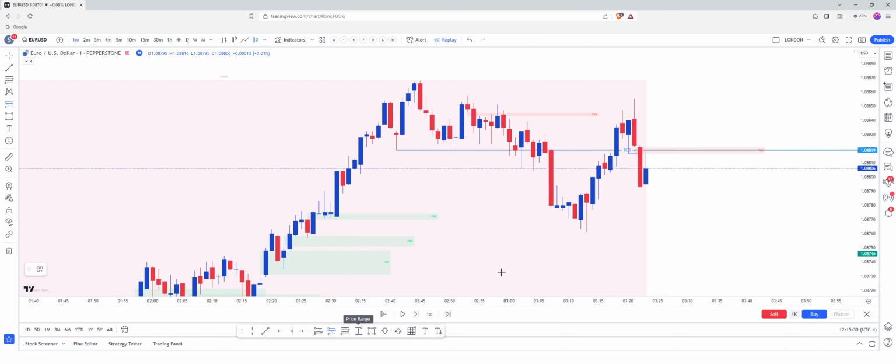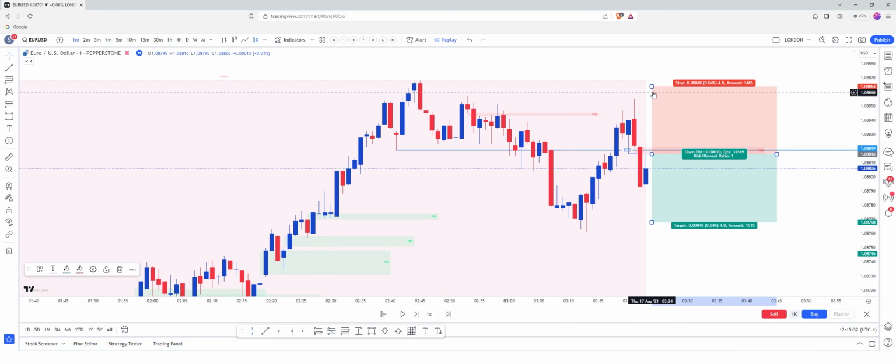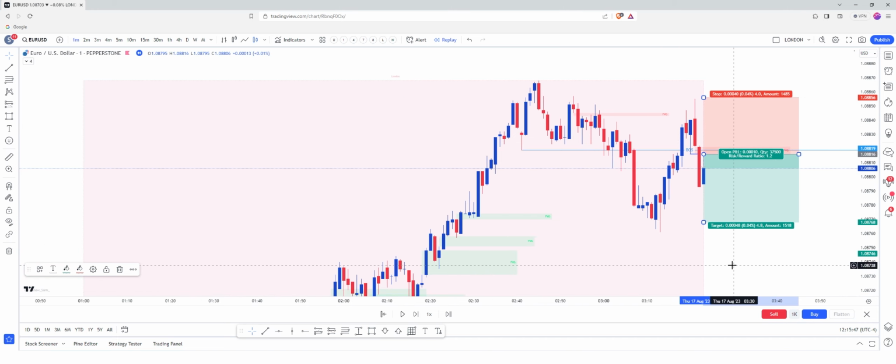So this is why I'm saying this was quite a complicated trade. It wasn't a straightforward 2022 mentorship break of structure entry. I'm getting an extra confirmation here that price is going to be bearish. So I put my stop loss just above that high. I took the entry on this fair value gap.